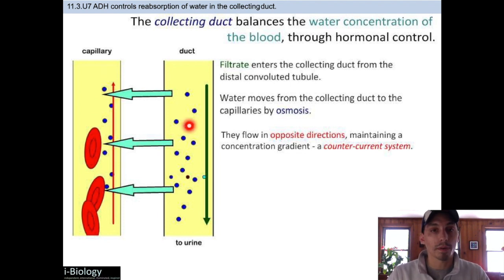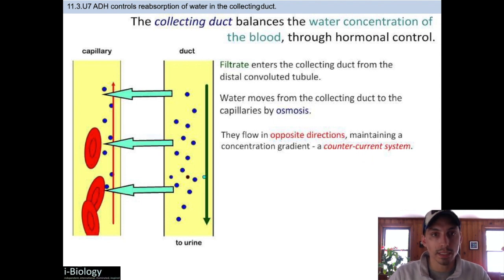Water is going to move from the collecting duct into the capillary by osmosis. So when there's a higher solute concentration here than there is in the duct, water is going to move towards the capillary. They flow in opposite directions, which maintains a counter-current system.